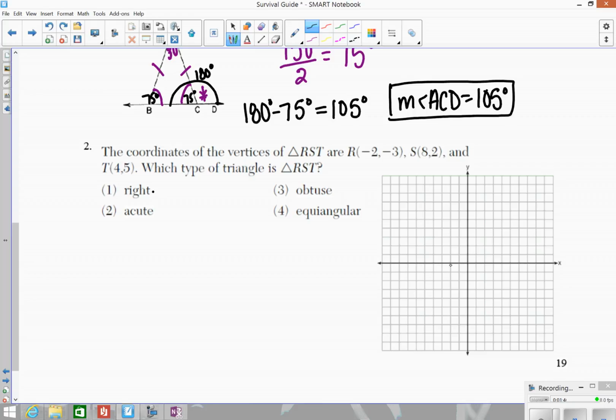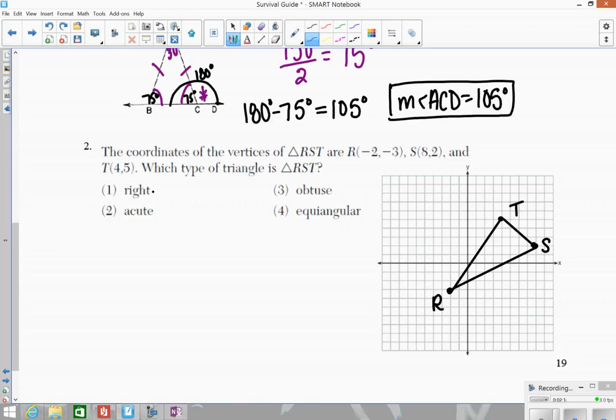So I have -2, -3. It's going to be R. 8, 2, so 2, 4, 6, 8, up 2, and 4, 5. 1, 2, 3, 4, up 1, 2, 3, 4, 5. So as soon as I plot this, I'm seeing what looks to be a right angle at angle T. I don't know for sure until I actually do some calculations, but it looks like we probably have a right angle at angle T.